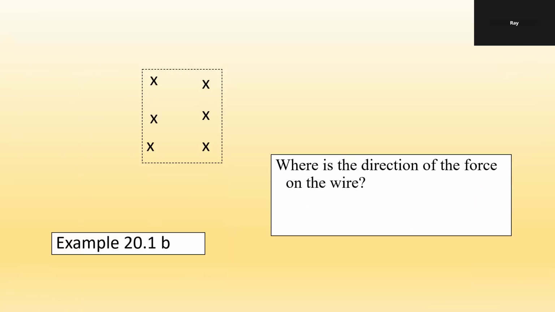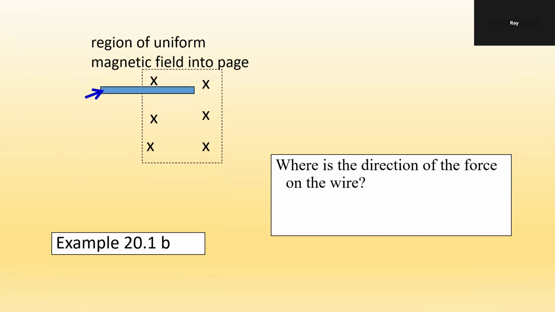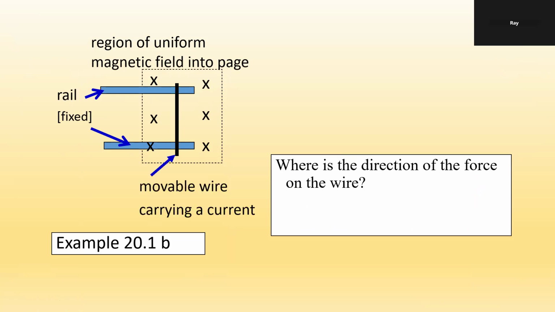Where is the direction of the force on the wire? Uniform field. There's a fixed rail. That's the wire. Where's the direction of the force? The field is going in. That's the length of the wire. There's a current flowing. Direction of the force.